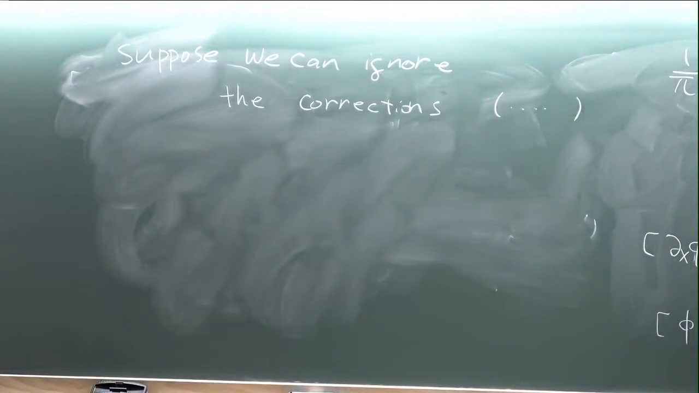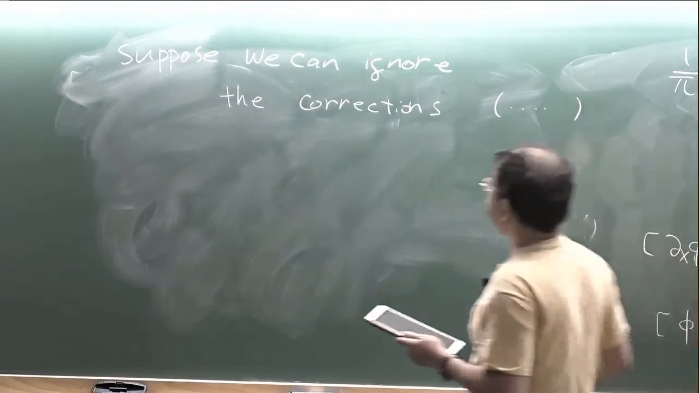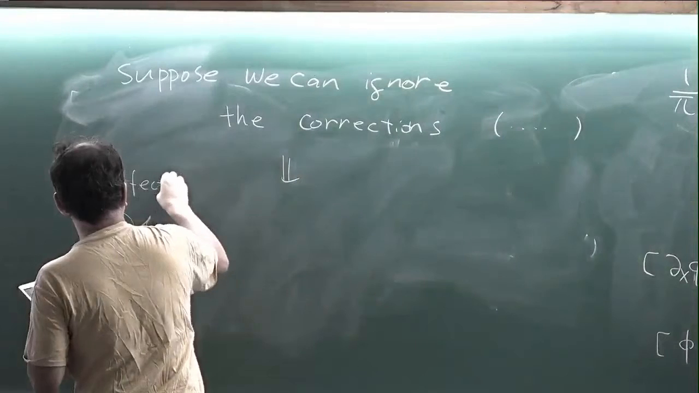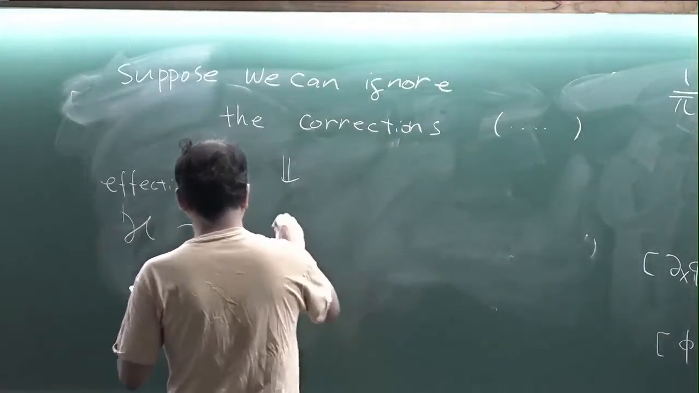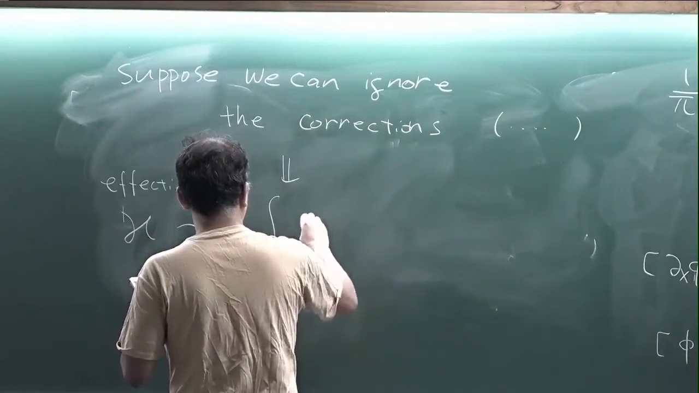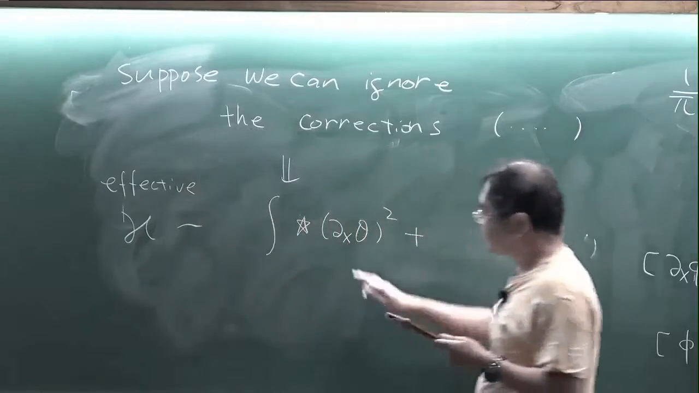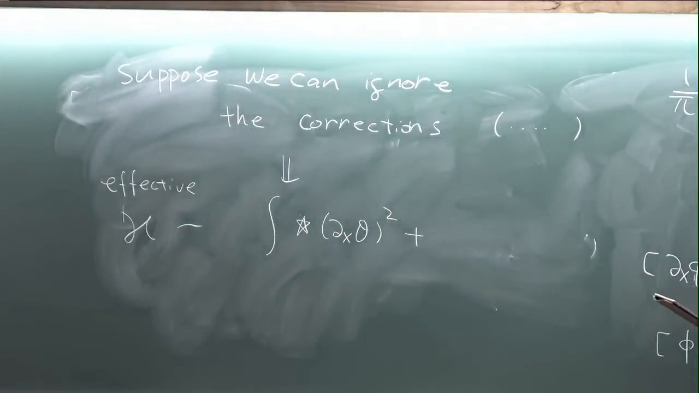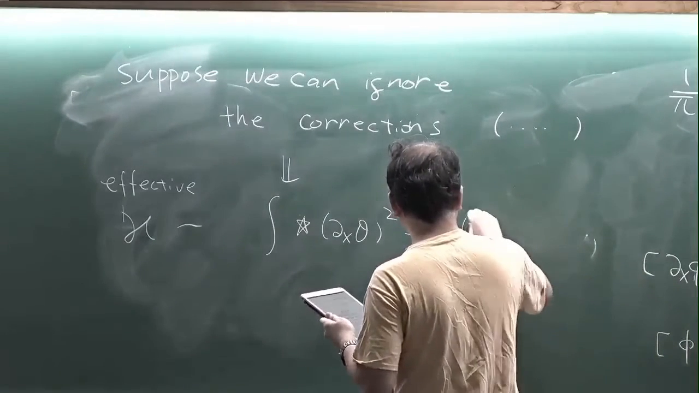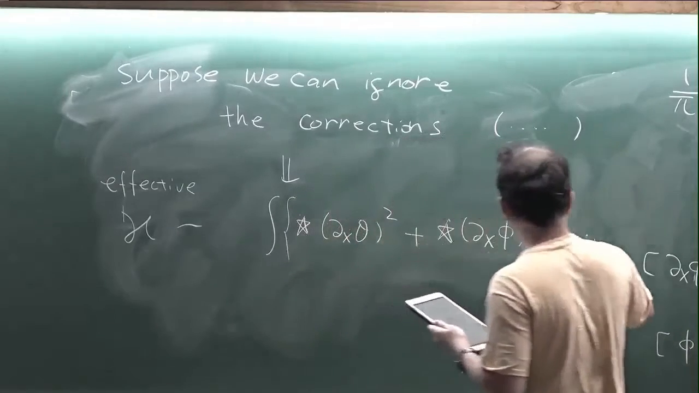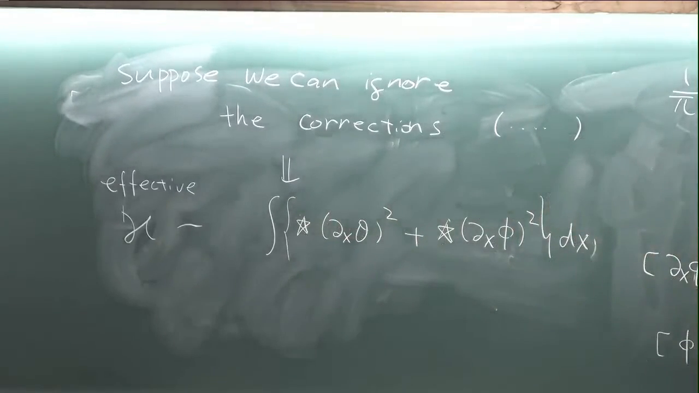Then the effective Hamiltonian is just some constant times dx theta squared plus some other constant times dx phi squared. So now we have this simple Hamiltonian, but it still looks like involving two different fields.